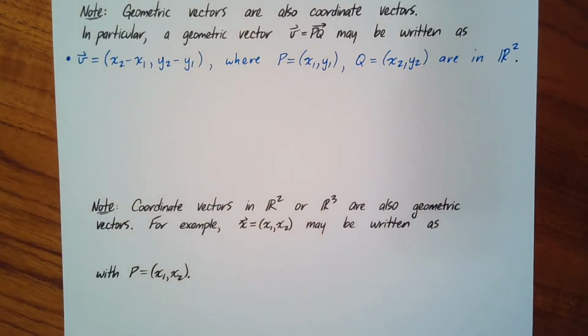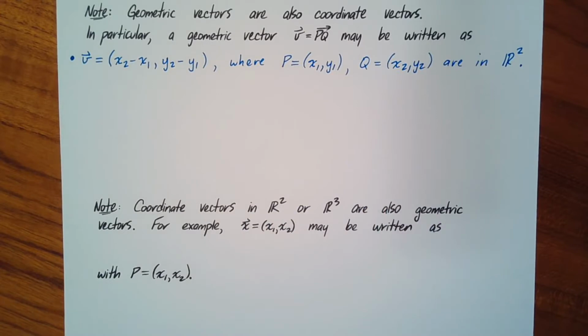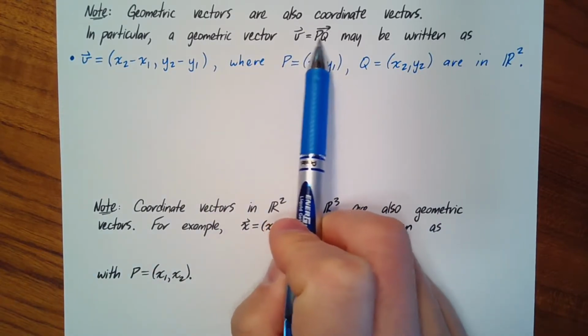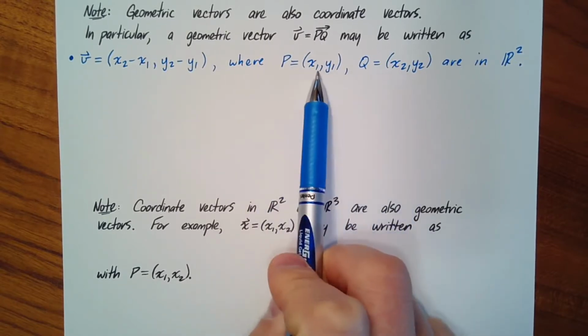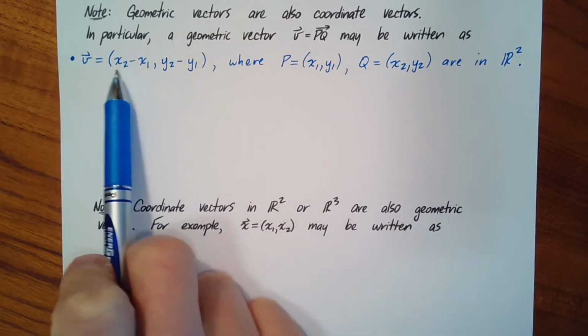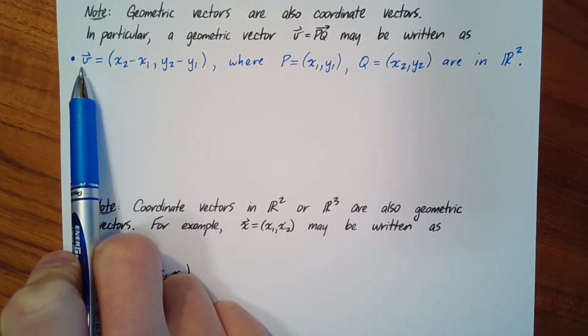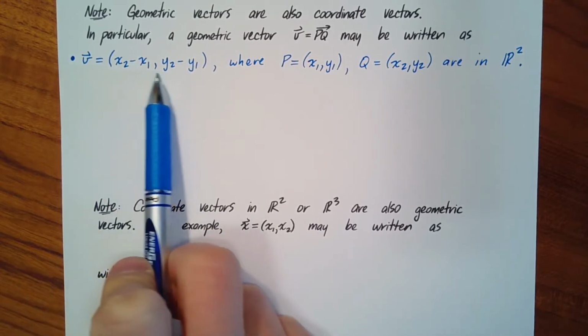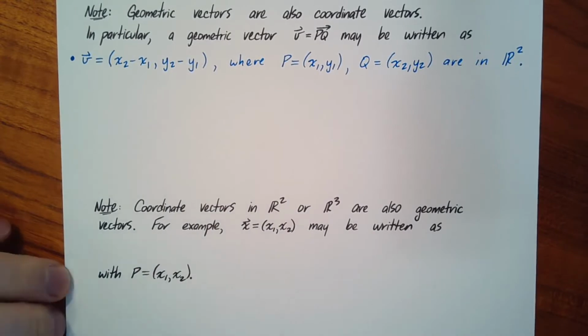So again, this is what you would do if you were dealing with a geometric vector in R2 and you wanted to convert it into a coordinate vector. Just identify what the initial and terminal points are in terms of their coordinates in the Cartesian plane, and then use their coordinates in this formula to write down what was originally a geometric vector, but now you're writing it as a coordinate vector. You write it down in this fashion. So that's what you'll use in R2.